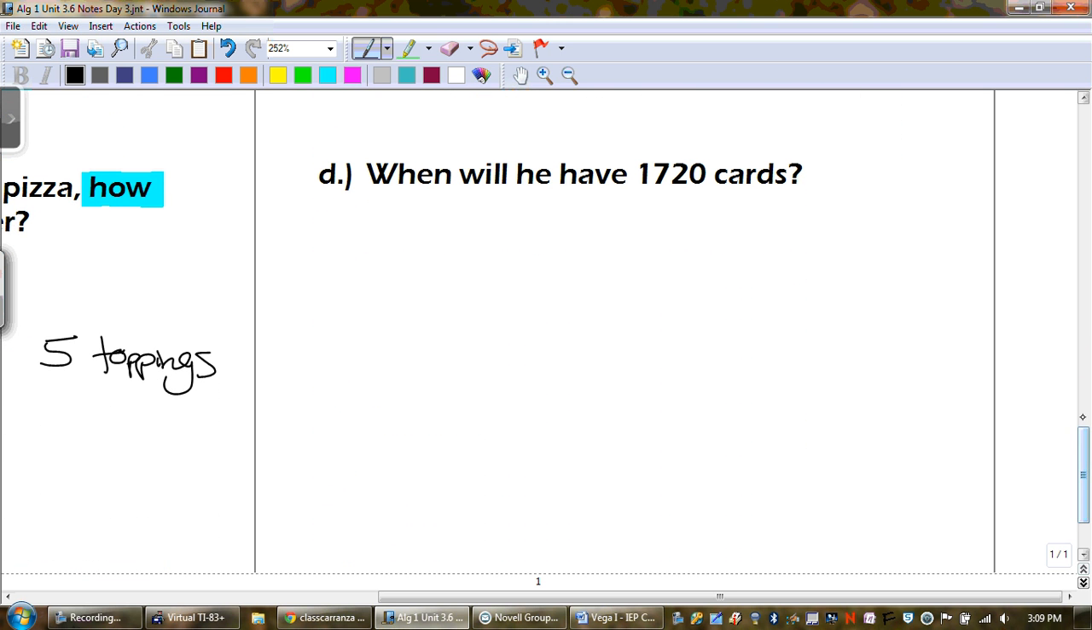When will he have 1,720 cards? Well, when, that's our x, and they're telling you the y. So if he has 1,720 cards, we have to plug that into the equation and solve. So why don't you guys pause the video and see if you can do this all on your own. Good luck.